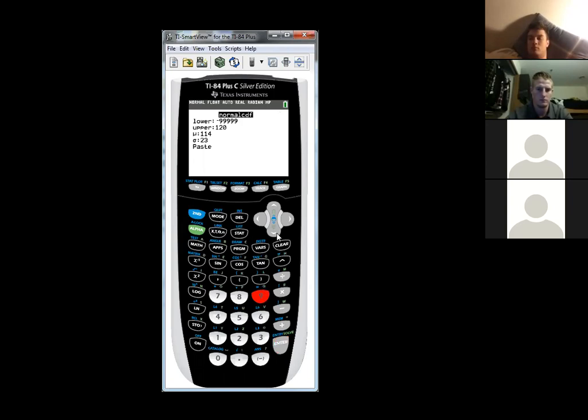Okay, so that's something to note, is that you can't put in infinity and negative infinity. So you trick the calculator with really little numbers like negative 99999, or really big numbers like positive 99999 if you want positive infinity. The upper bound was 90. The mean and standard deviation are the same. So I'm going to hit enter and enter again.